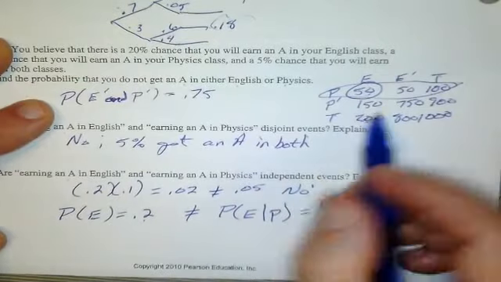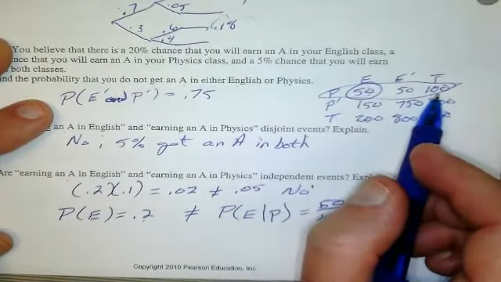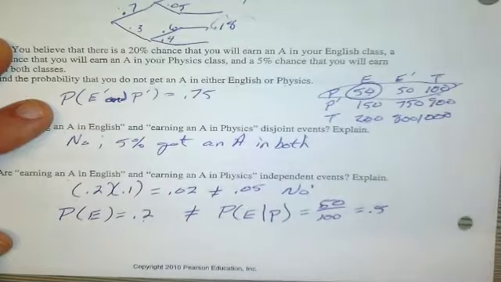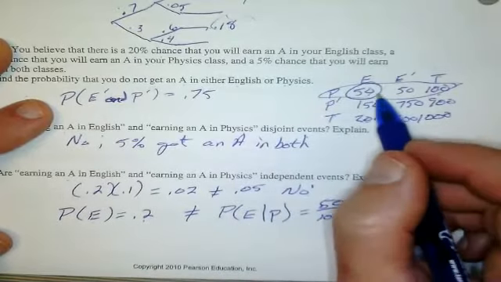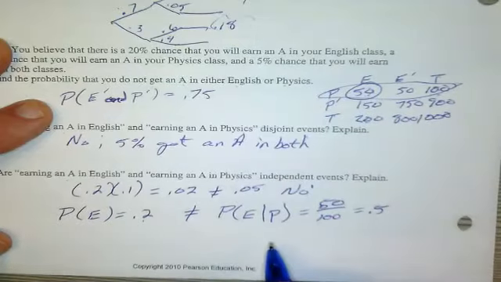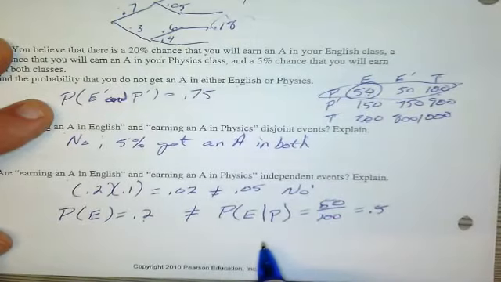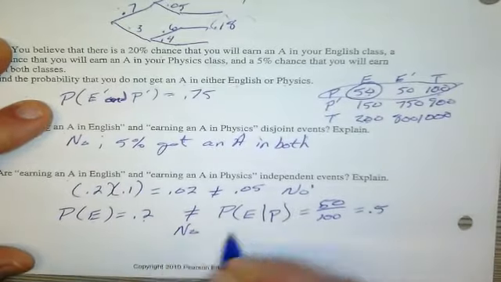Okay, we could also find the probability that you made an A in physics, and then compare that to the probability that you also got an A in English, and those numbers also do not work out to be the same thing. Okay, so these are not equal, these are not independent. All right, so let's look over here at this side.